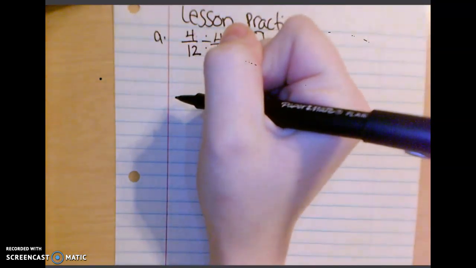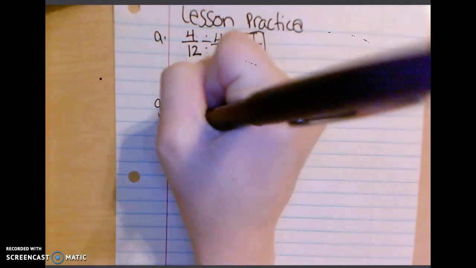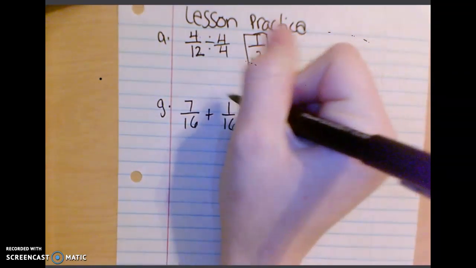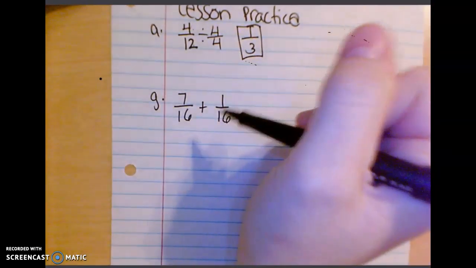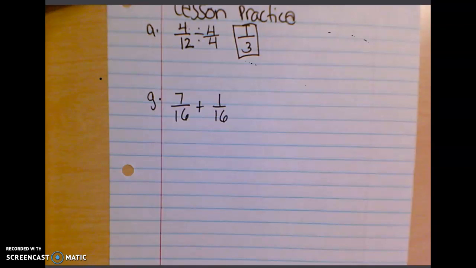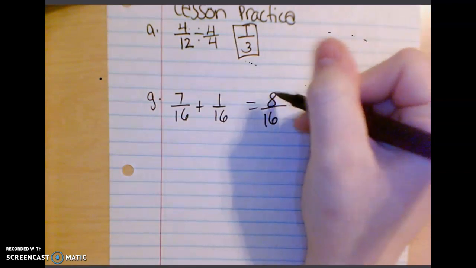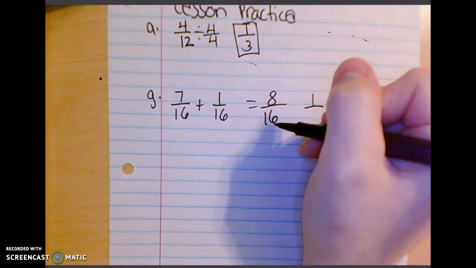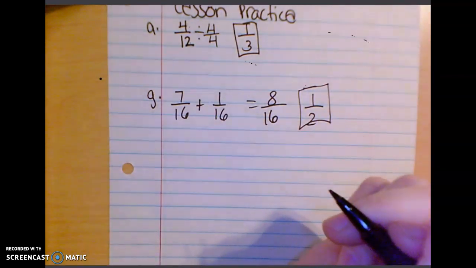Now please look at G. Pause the video after you write this down and please do G. For this, I want you to solve, then reduce your answer to the lowest terms. Remember, when you're adding fractions, the denominators need to be the same. These happen to already be the same. Okay, 7 plus 1 is 8. Keep your denominators the same. 8 can go into both of these. 8 can go into itself 1 time. 8 goes into 16 how many times? Twice. Okay.